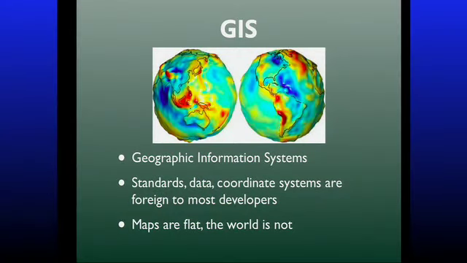All right, let's start from the beginning. Geo what? GIS, for those who aren't familiar with it, stands for Geographic Information Systems. And there's a good quote on one of the blogs saying, if you ever want to end a conversation with a developer, talk about character encodings or coordinate systems. And I'd say that's pretty much true. Standards, data, and coordinate systems are foreign to most developers. They were to me when I started doing this stuff. And the fundamental issues all boil down to this: maps are flat, the world is not. And seriously, that's where a lot of the problems come from.